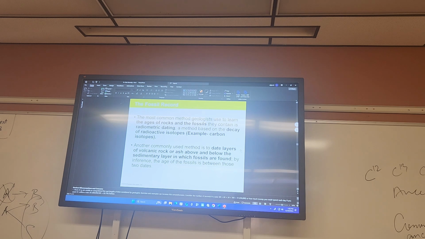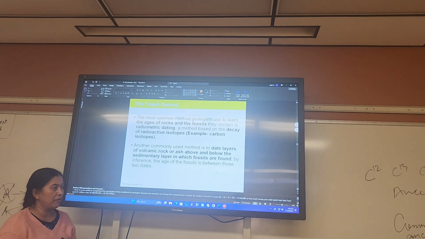So we use that, okay? We use these radioactive isotopes to estimate the date of not only geological formations, but also human or other animal life. Another commonly used method is to date layers of volcanic rock or ash above and below the sedimentary layer in which fossils are found.